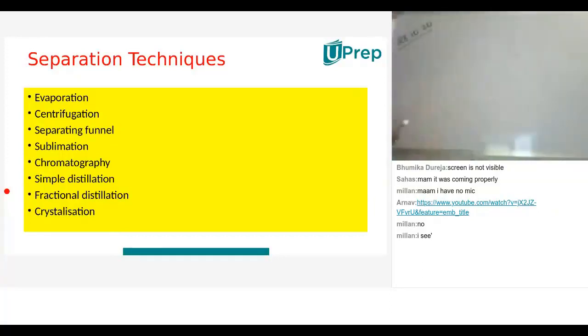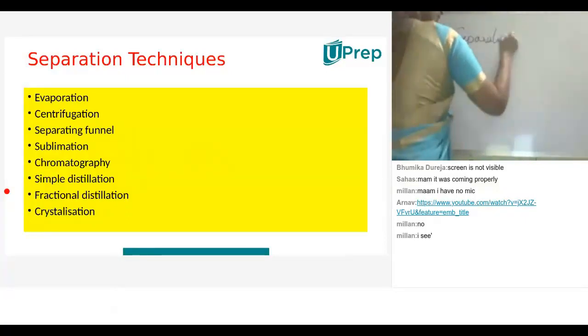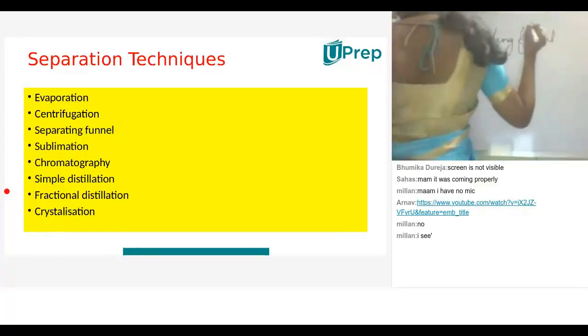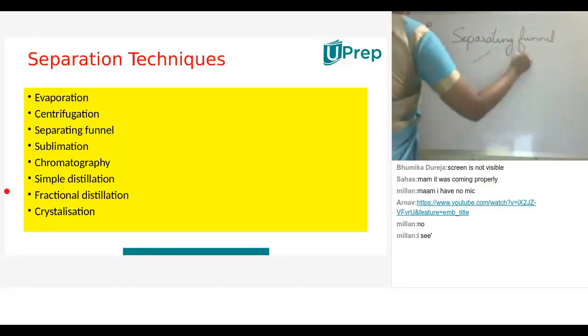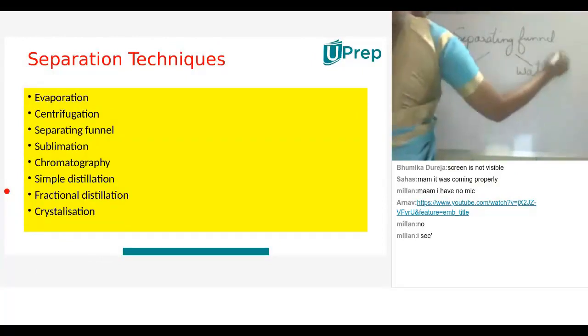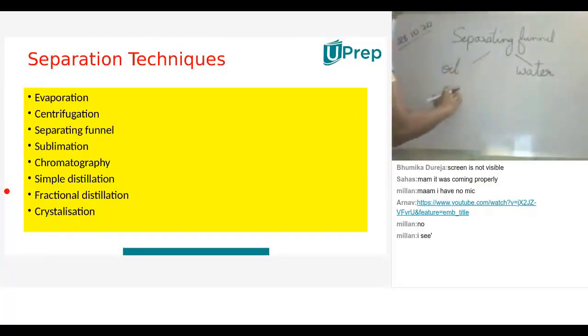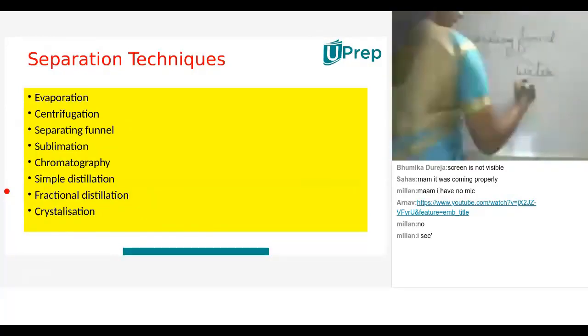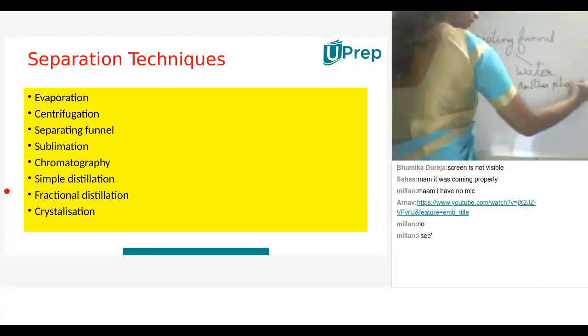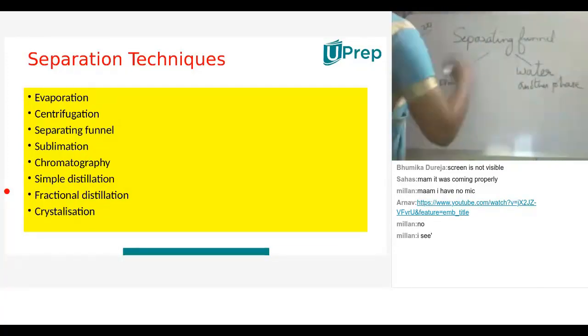What are immiscible liquids? Ma'am, the liquids that do not mix with each other. Oil and water. We'll go with oil and water. Here oil is one phase and water is another phase. Two different phases, so they are not completely mixed up; they are completely heterogeneous in nature.